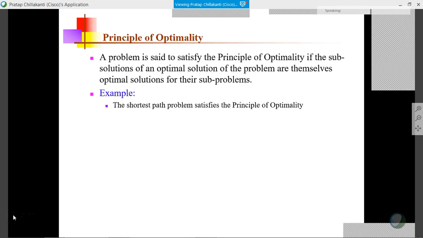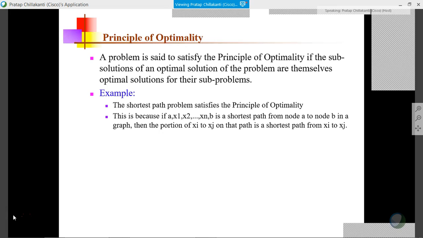Remember, I told you somewhere along the way, I said the shortest path problem satisfies the principle of optimality. You can actually convince yourself through an example, okay? It's kind of given here, right? Proof. So you're trying to go from A to B, and intermediate nodes are x1, x2, all the way to xn. Okay. So if it is the shortest path from xi to xj, you can prove it by contradiction, right?